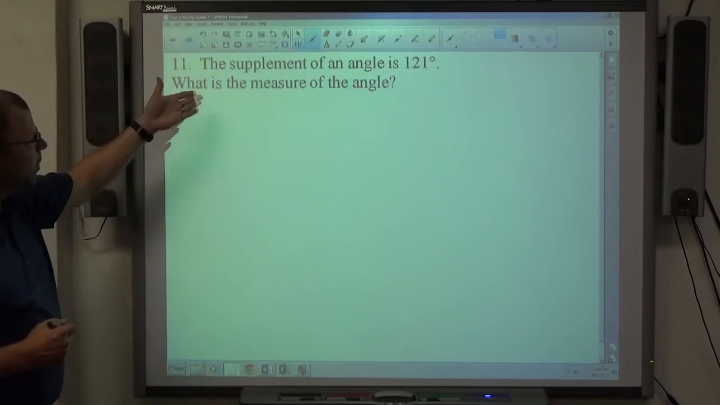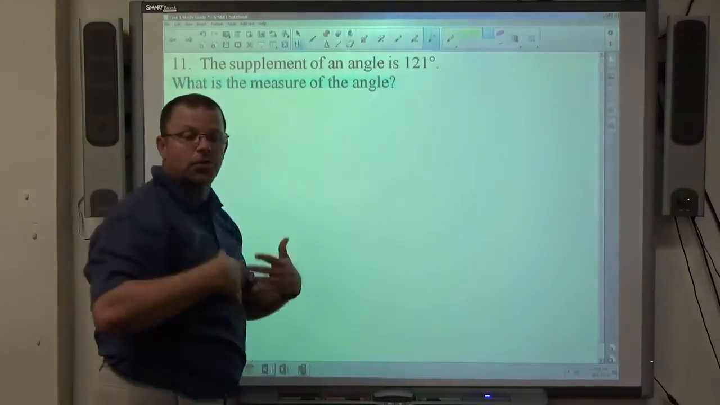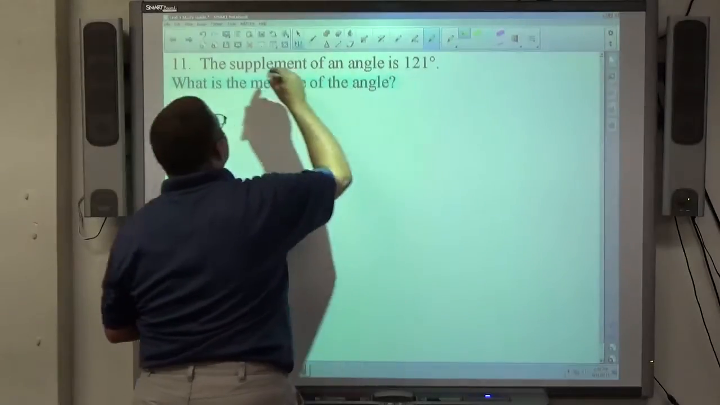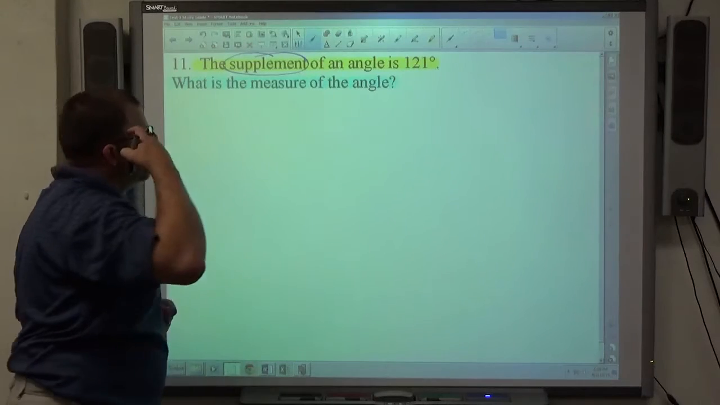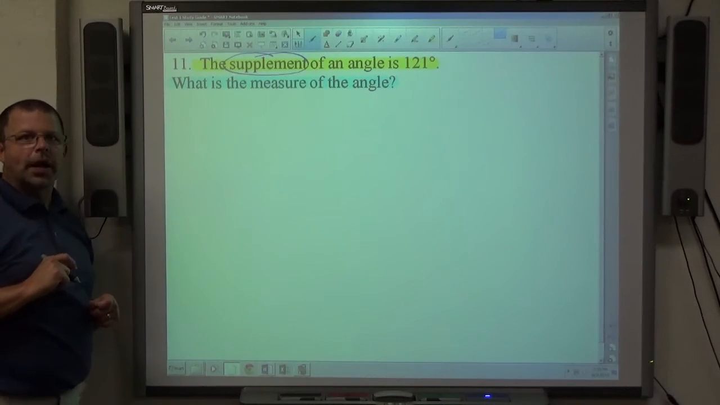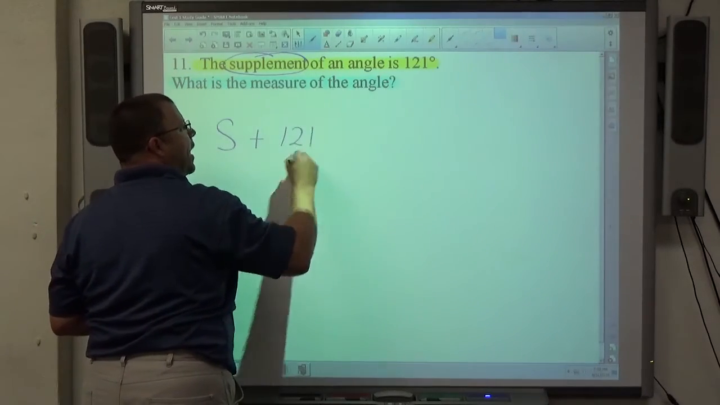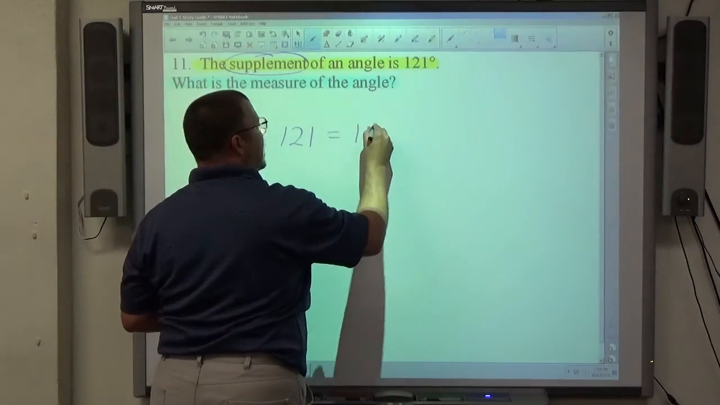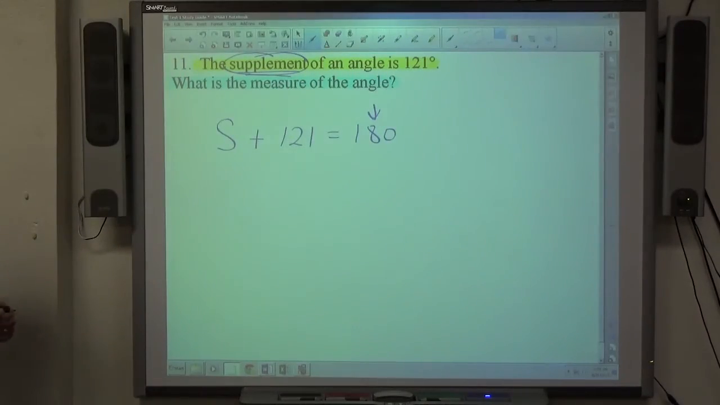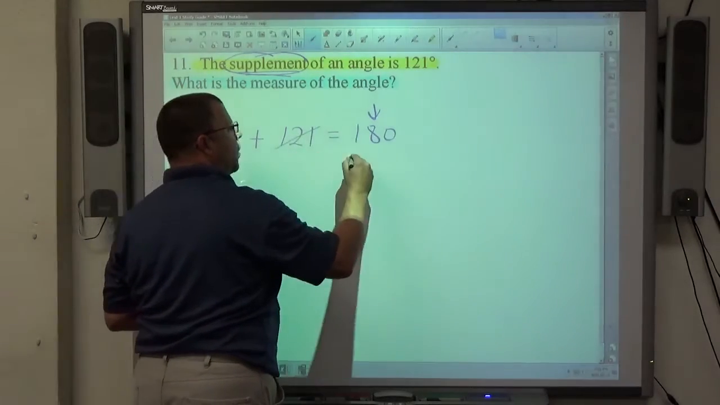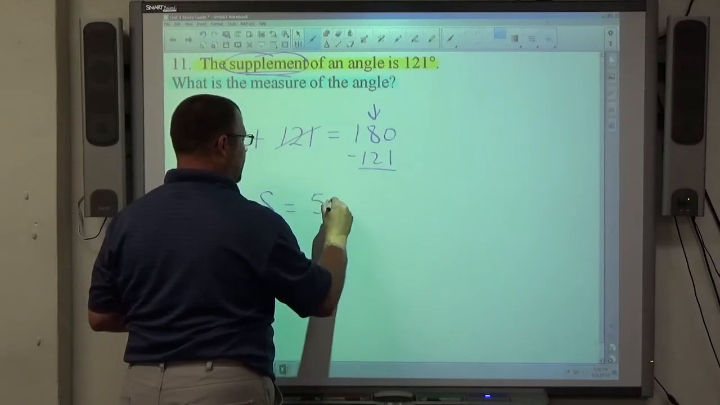Number 11, similar type of question. It says, again, what is the measure of the angle? So we look to see what kind of description they give us for this angle. This one says the supplement of an angle is 121. So now we got this word supplement. And angles that are supplementary add up to 180. So the supplement, the angle I'm looking for, plus 121, the angle they gave me, should equal 180 degrees because the word supplement means adds up to 180. So to get the answer, I simply move the 121 over here and subtract. We end up with an angle measure of 59 degrees.